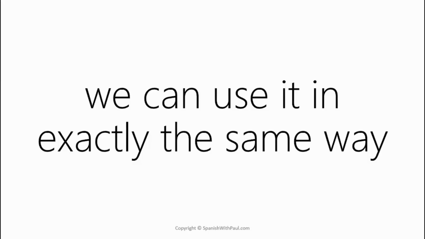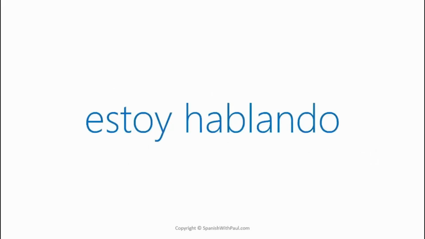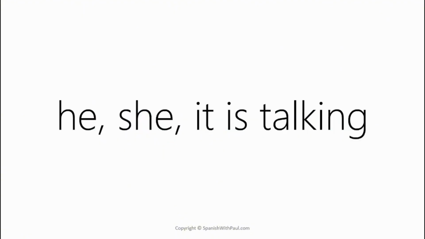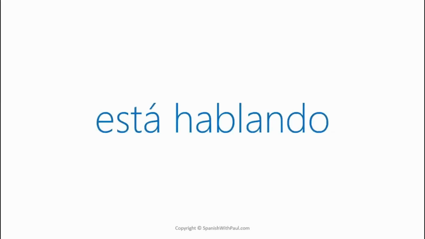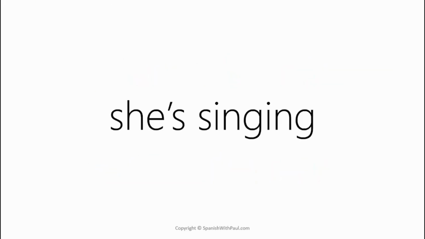For example, how would you say I am talking? Estoy hablando. Now, if we want to express he, she, or it is talking, we would simply switch into está hablando. So on the same slide, you can see we have estoy hablando and está hablando. Estoy for I am talking, está for he, she, or it is talking. Notice that hablando didn't change. We only changed the verb or the angle of estar from estoy to está. How would you say she's singing?